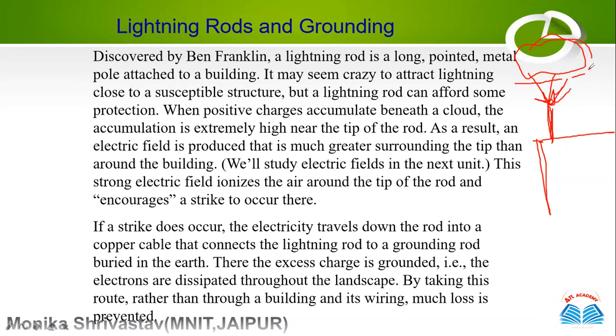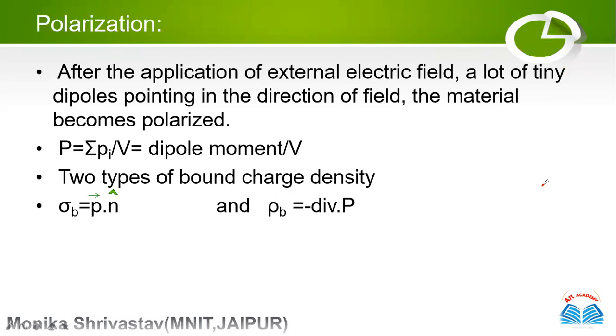So all those charges will fall onto that tip, and that tip is connected to a copper wire. That wire is grounded. So all the current through this wire will get inside the ground, and thus we can save this building from the damage when lightning strikes. So this is the daily use of your polarization phenomena.